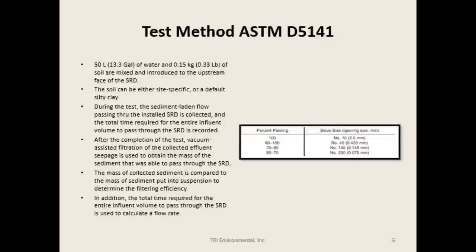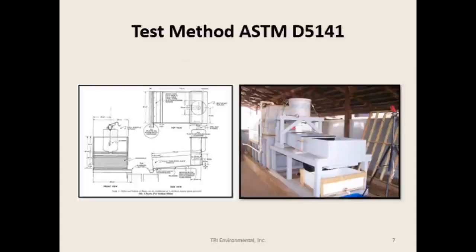All water and sediment passing the SRD is collected and vacuum filtered to determine dry mass of sediment passing the SRD. This mass is compared to the introduced mass of soil to determine filtration efficiency. Also, SRD flow rate is calculated based on the time required for the influent volume to pass through the SRD. In this slide, we have both a plan view of the 5141 test apparatus and an image of the fabricated 5141 apparatus used by TRI.